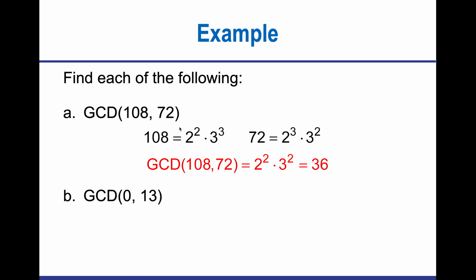Now, where does that come from? Because you have to take the lowest exponent from each group. So here, 2 squared is the lowest exponent, and this is 2 cubed, so I have to pull the squared. Then 3 squared is the lowest one, so I have to pull that one over here.